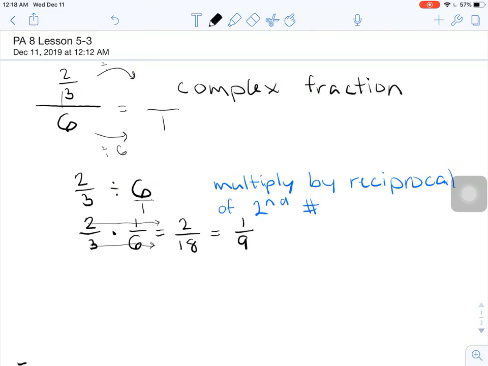So sometimes you might have a rate where you're trying to find a unit rate where you have a complex fraction, or maybe you're working with a ratio of some sort and you end up with a fraction inside a fraction. If you do, then you need to go through those unit rate steps so that you end up with a single fraction and not a fraction inside another.